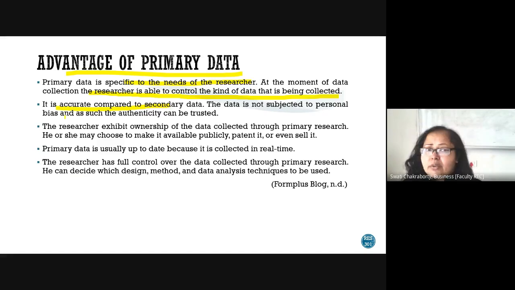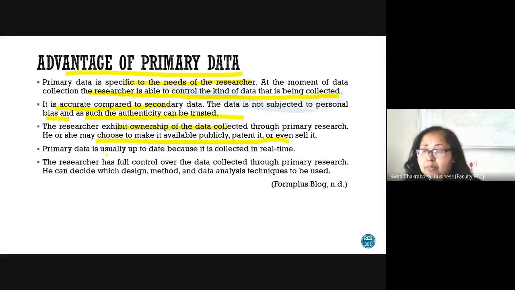It's not subjected to any personal bias, and as such, the authenticity can be trusted. And the researcher exhibits ownership of the data. When you actually collect that data through primary research, he or she may choose to make it available publicly, may patent it or even sell it.